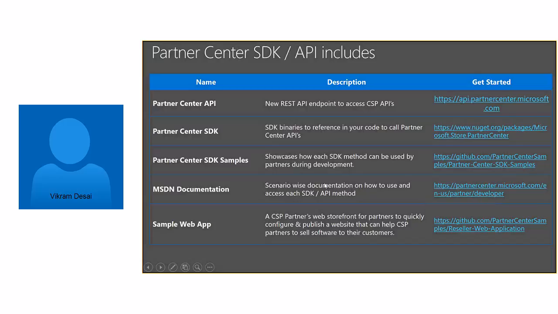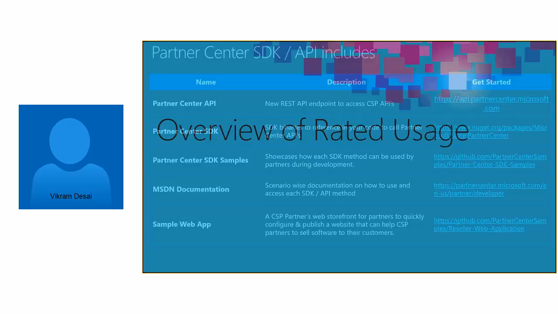One sample, which I talked about, was the web sample, which is kind of a web storefront, which you can just configure and publish quickly. Also, we're giving you a full set of samples to see how each method of the SDK can be called. So it's not just documentation, it's a working sample in a .NET project, which you can directly download and use. Either you can take a snippet from there, or you can use it as a reference and build your own. That comes in very handy to integrate, rather than you figuring out how to integrate with our SDK or APIs. With this, we'll move into the rated usage.